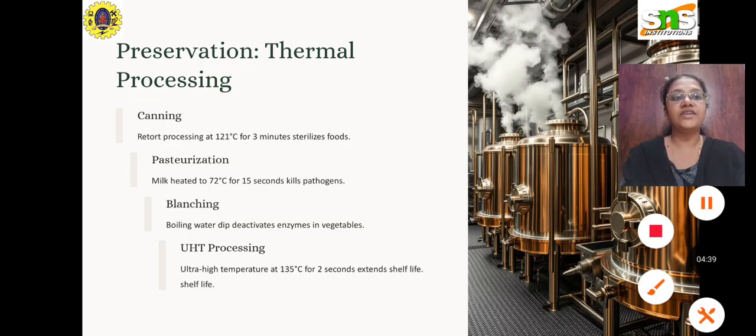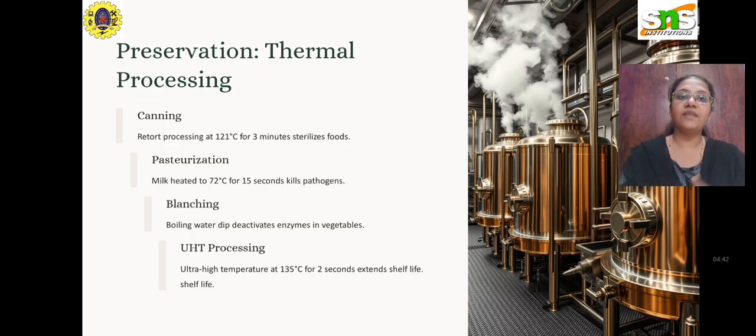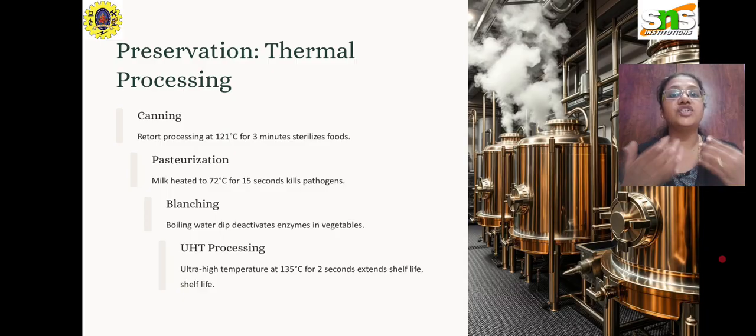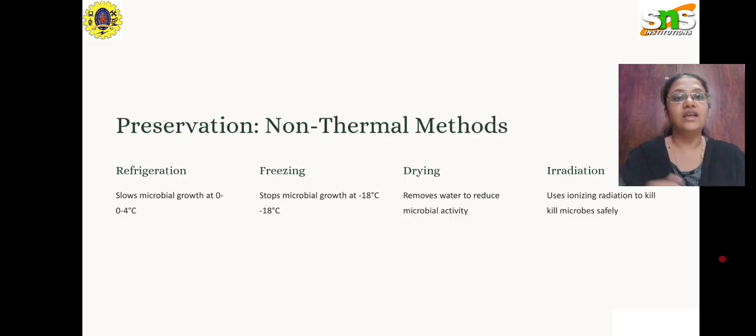Next is preservation. If the food is being spoiled, we can preserve it by using thermal processing techniques like canning, blanching, pasteurization, and ultra high temperature processing. These are the techniques where the food is subjected to heat so that it deactivates the existing microorganisms. Those are the thermal methods. Non-thermal methods are refrigeration, freezing, drying, irradiation, etc.